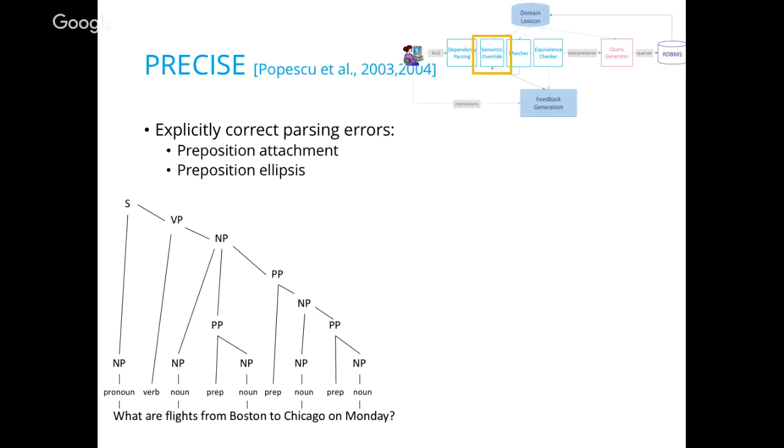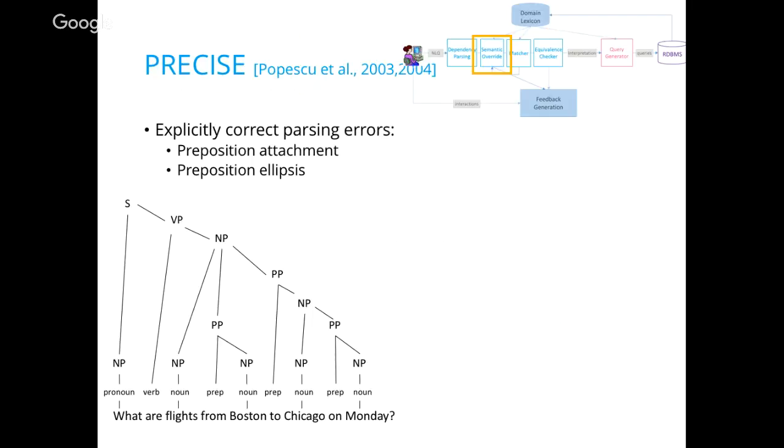The attachment problem is this: when we have a parse tree with multiple prepositional phrases, look at the last one. "On Monday" is a prepositional phrase. The question is, what is "on Monday" modifying, right? Based on the parser output itself, it modifies Chicago. So you're basically saying "Chicago on Monday". That does not really make much sense, right? Because as a city, it does not associate with a temporal attribute.